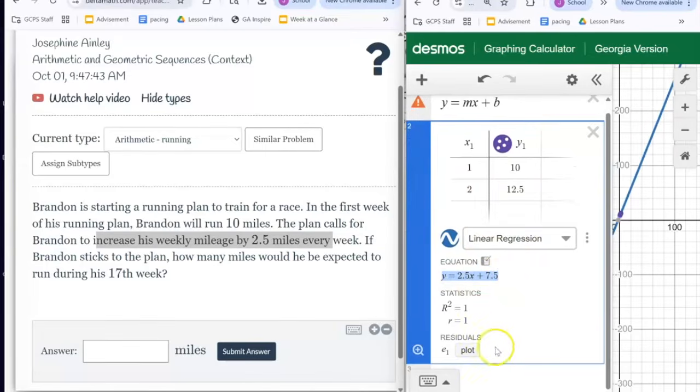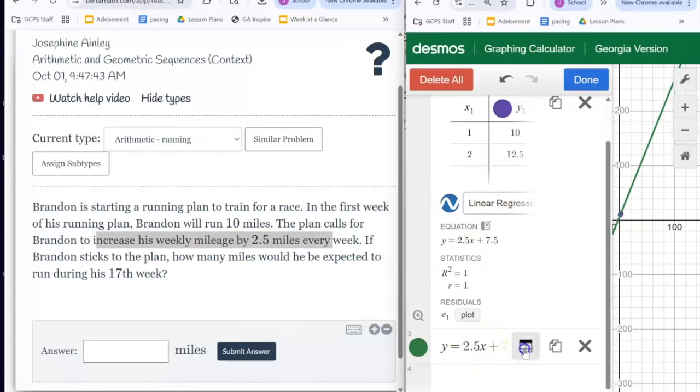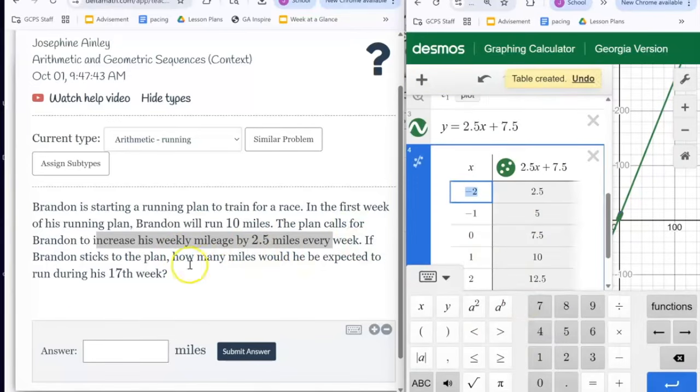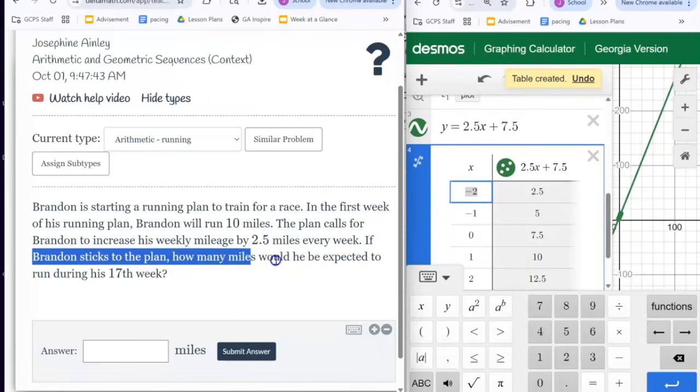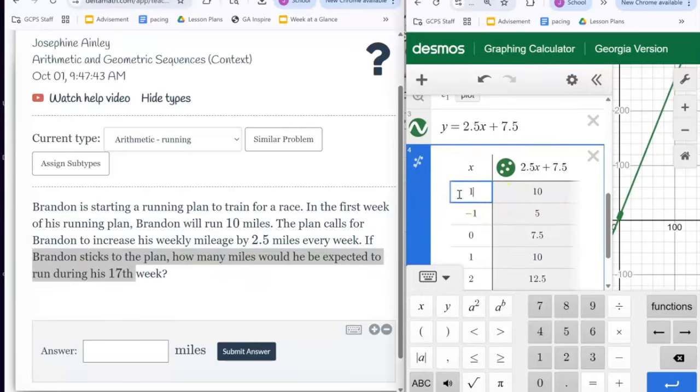We can make this into a fraction, but since it's not asking me what the function is, I'm not going to bother. I'm going to hit table, settings table, so I can see whatever the question. If Brandon sticks to the plan, how many miles would be expected during his 17th? So now I don't care about his first or his second. I want 17th, which is what?